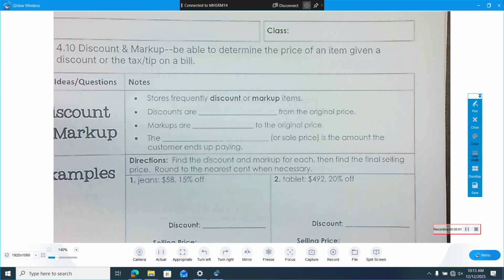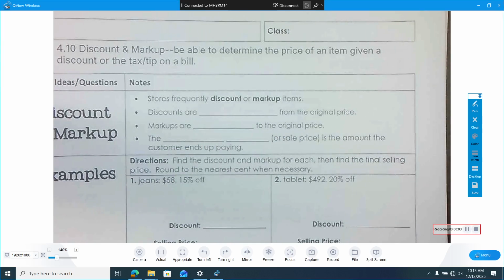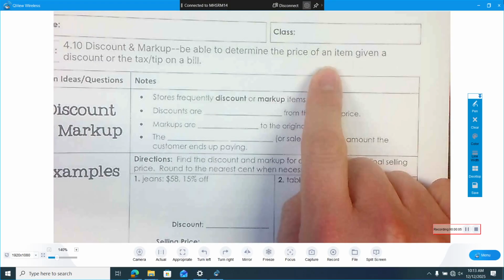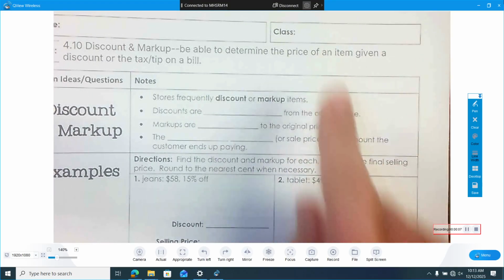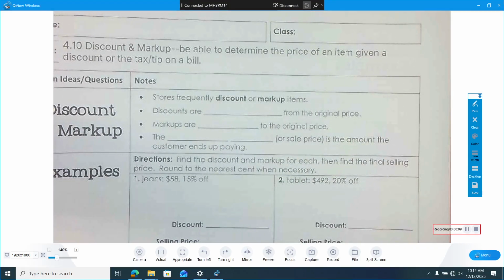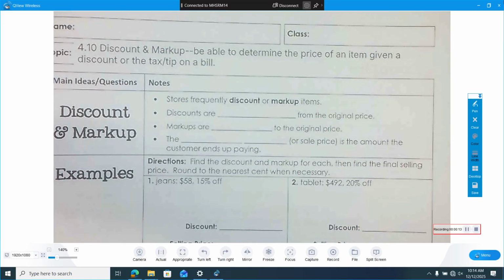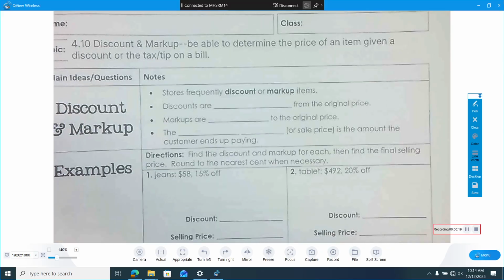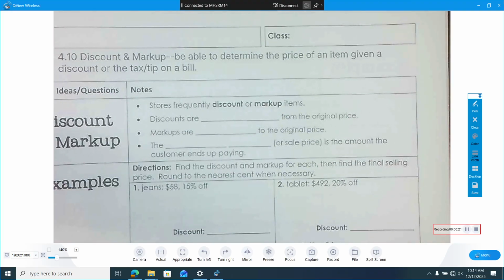Today we're talking about discounts and markups, using percentages to determine the price of an item given a discount or a tax or tip on the bill. And maybe the combination of the two, we'll do a couple of those. But it turns out that you probably know how to do this, I would assume. But we're going to go through a couple of problems.